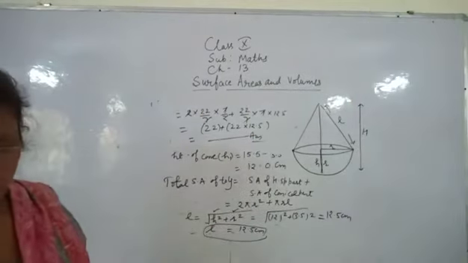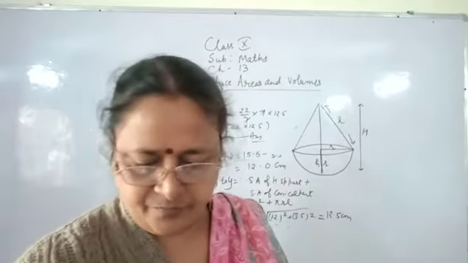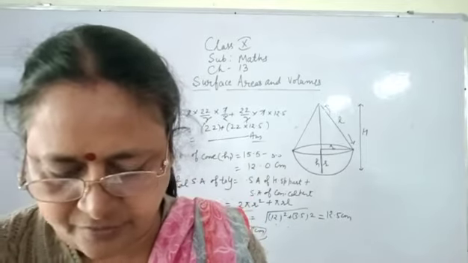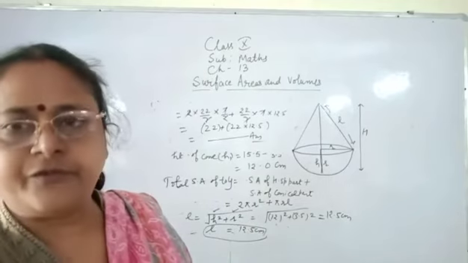Okay, now I am discussing question number 4 here. You will do one of the questions yourself. Question number 4, I am only explaining to you. A cubical block of side 7 cm.